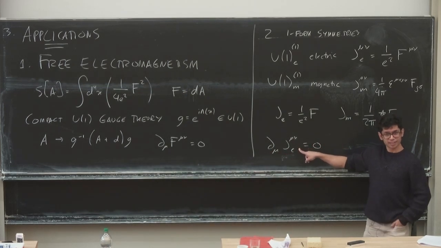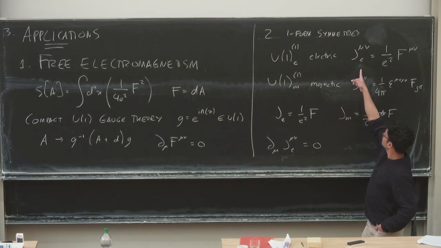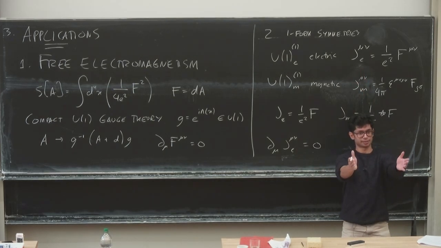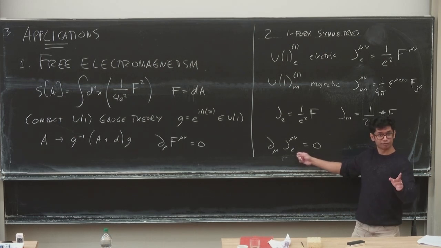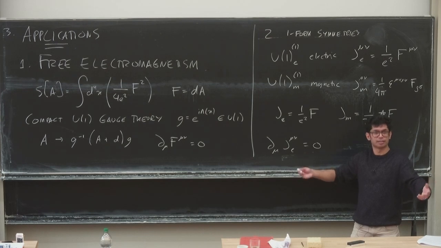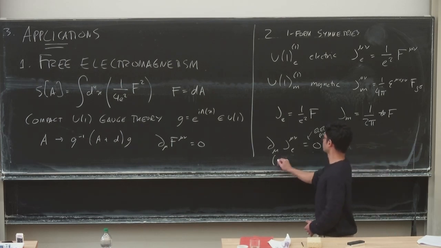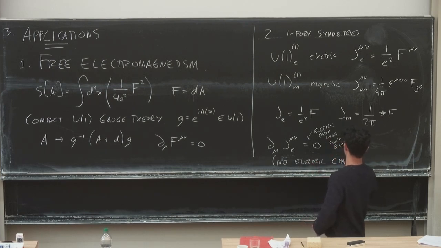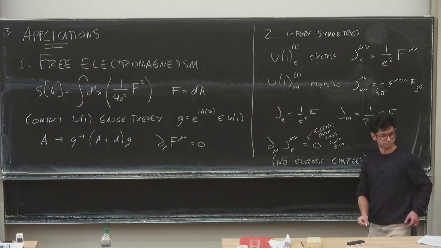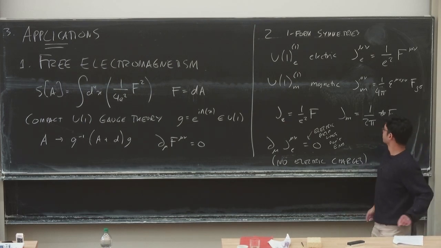Physically, what does this mean? Physically, this current counts electric field lines. This is saying that electric field lines do not end. They don't end because there's no matter in the theory, right? There are no electric charges here. So that means electric field lines can't end. In other words, no electric charges.